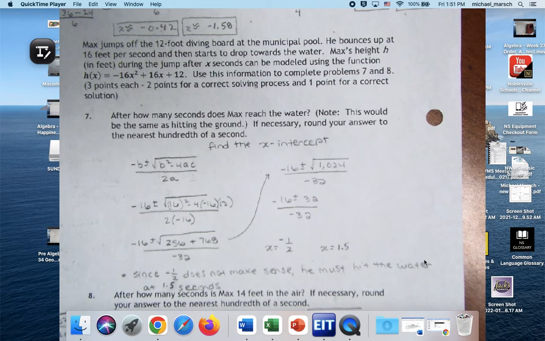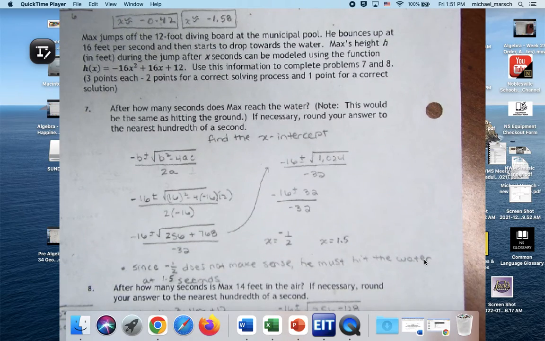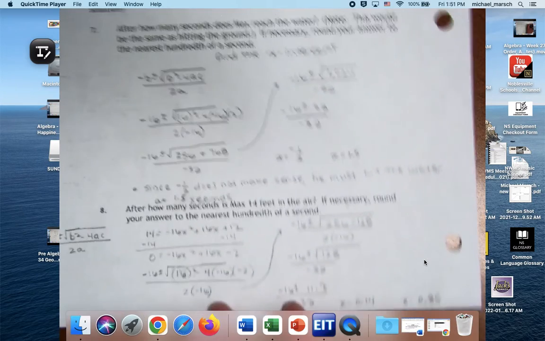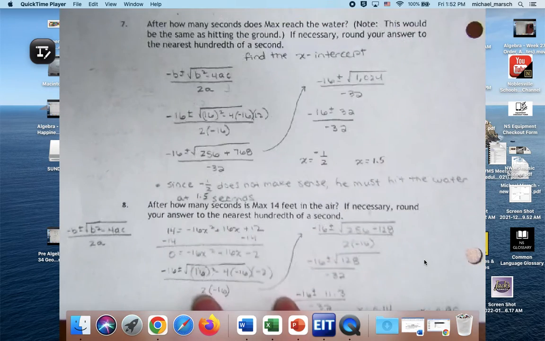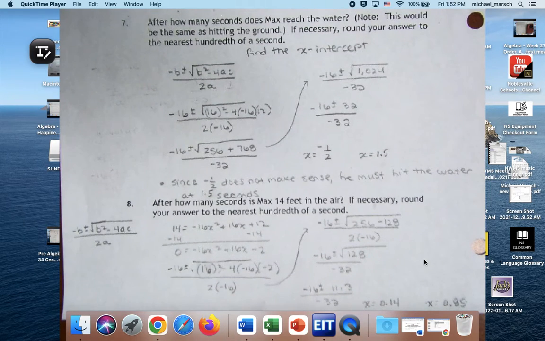Okay. The next part of this is, after how many seconds was he 14 feet in the air? So this is when it gets a little wonky, so just bear with me. We know that he jumped up, so in theory he is maybe at 14 feet here and at 14 feet here. He can be 14 feet in the air two different times as he's going up and coming down. So that's why on this one, Addison, I have two positive values.